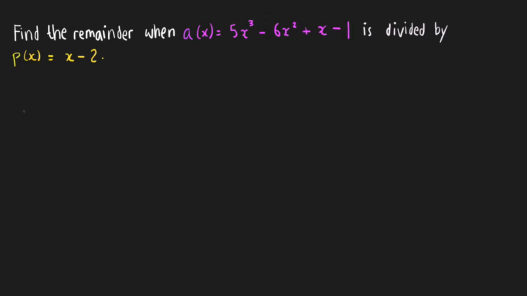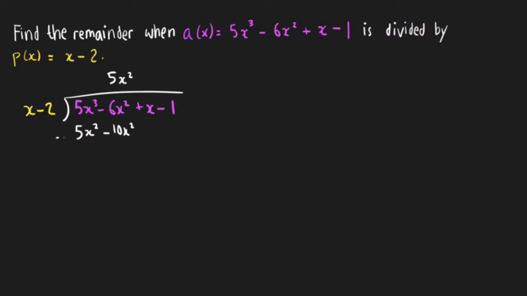So how would we go about solving this? Well, let's use polynomial long division. We're going to have x minus 2 on the left here, and on the right we're going to have 5x cubed minus 6x squared plus x minus 1. Okay, awesome. We know how to do this. Straightforward. We need to multiply x with 5x squared to get this term here. When we multiply 5x squared by x minus 2, we get 5x cubed minus 10x squared. Subtract the whole thing, we're left with 4x squared.